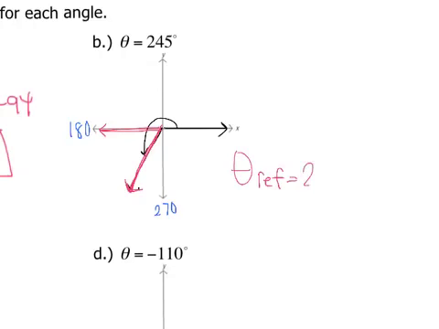245 minus 180. Alyssa, how are you getting this quickly? Because other people might not. I don't know. Claire?